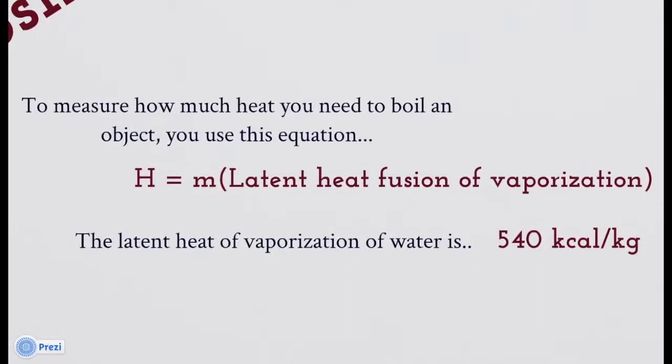To measure how much heat you need to boil an object, use this equation. Heat is equal to mass times latent heat of vaporization. The latent heat of vaporization of water is 540 kilocalories per kilogram.